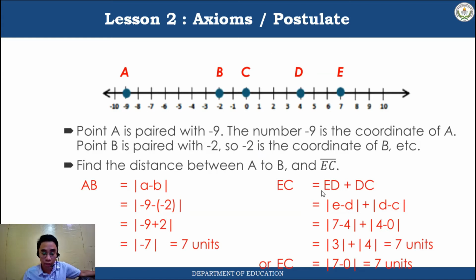So, EC is equal to ED plus DC. So, EC is equal to the distance of ED plus the distance of DC. So, titingnan natin yung mga coordinates nila. So, E, 7 minus C, 4 is 3. D is 4 minus C, 0. 4 minus 0, 4. Absolute value of 3 and 4 is 3 and 4 din. So, 3 plus 4 is equal to 7 units. Kung mapapansin nyo, kung i-determine natin yung distance ng E at C, 7 minus 0, 7 din. So, equal sila. Tama yung ating postulate, dahil dun sa example.